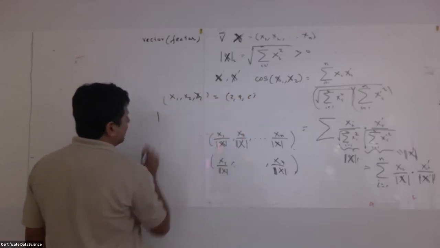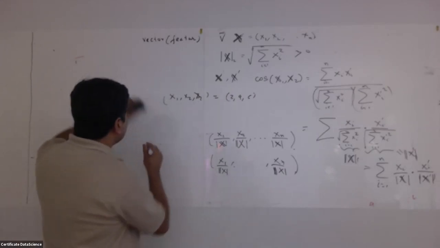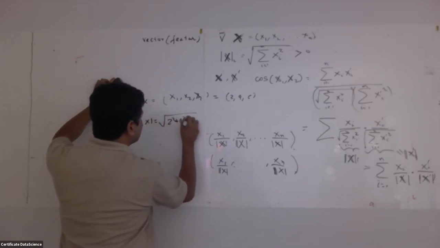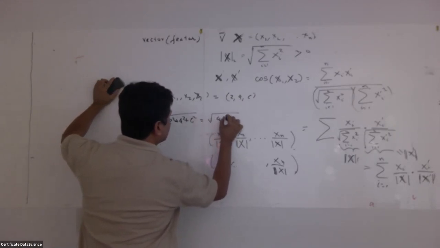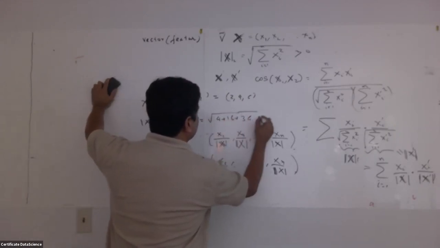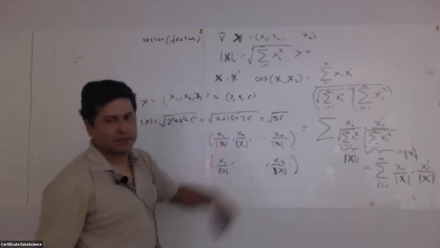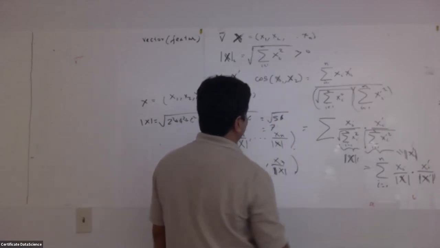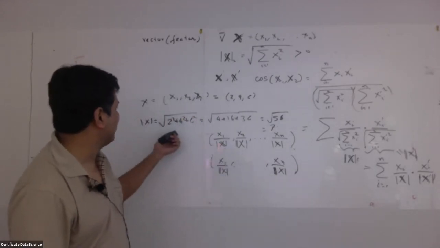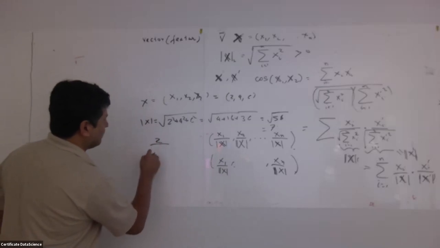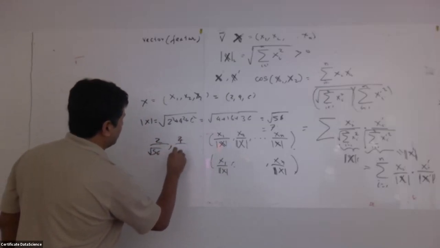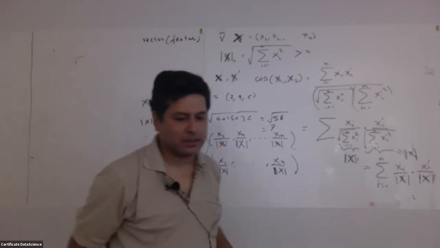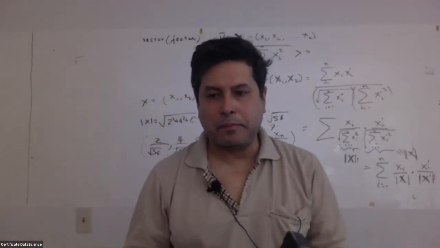What's the size of this vector? This is how you do it: 4, 16, 36 adds up to 56. That is the norm squared, so the norm is 7 point something. To normalize this vector, you divide each component by the square root of 56. That's essentially what you're doing, scaling the vectors. Any questions so far?